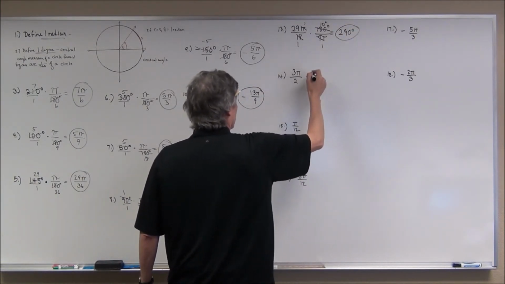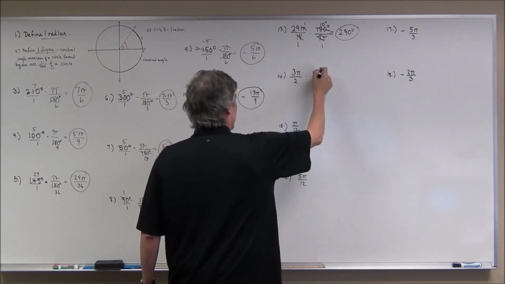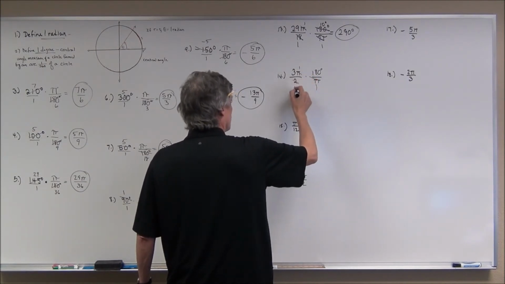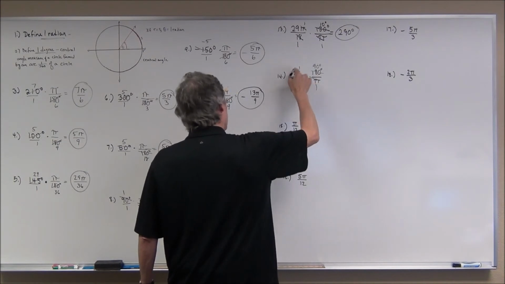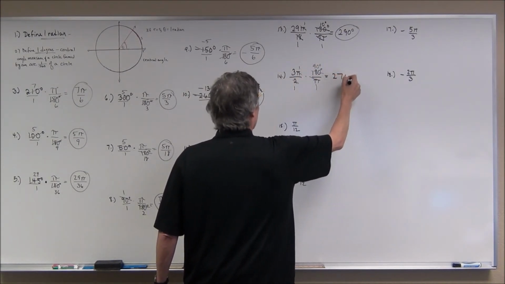Okay, times 180 over pi. 180 degrees over pi. I notice the pi's cancel. 2 goes in the 2 once. 2 goes in the 180 degrees, 90 degrees. So this is 3 times 1 times 90 degrees all over 1, or 270 degrees.